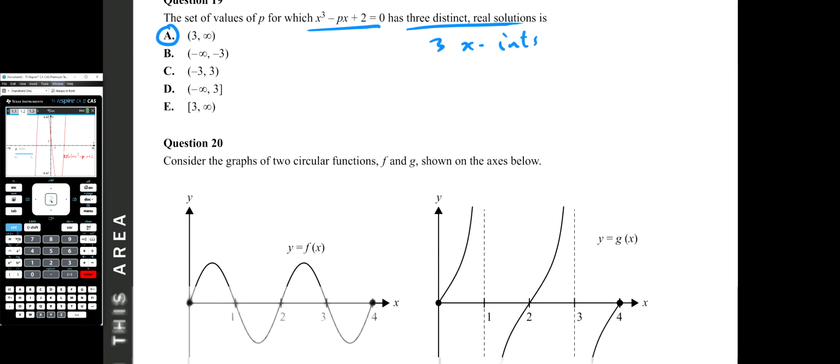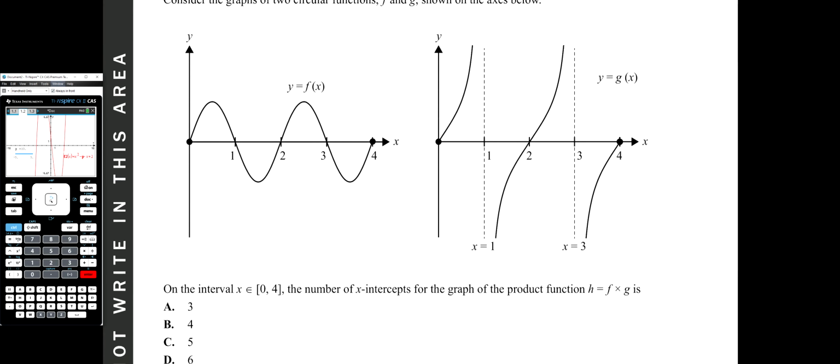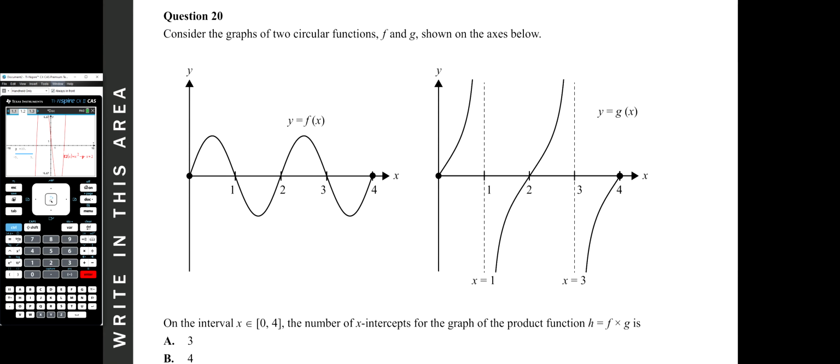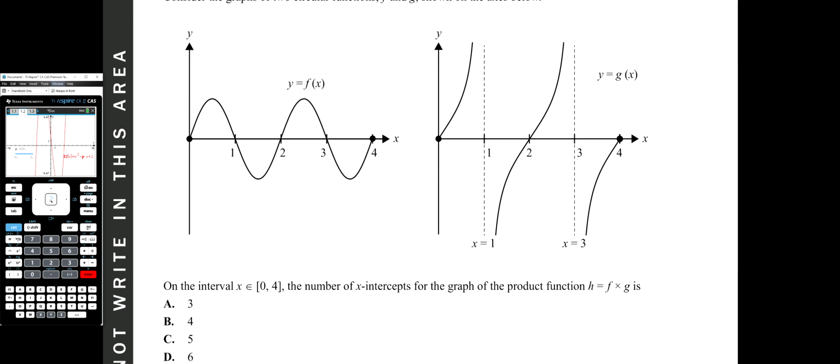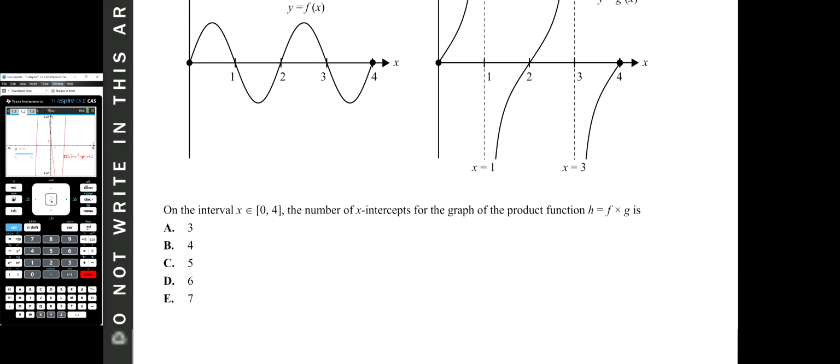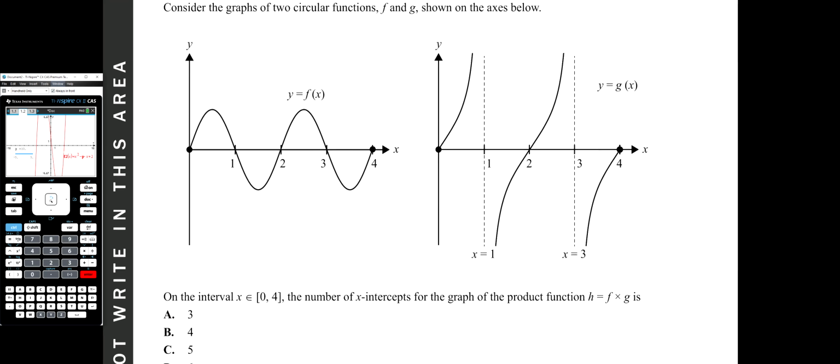There we are. Right, now we're on the final multiple choice question. Woohoo! So, consider the graph of 2 circular functions f and g shown on the axes below. What do they want? Well, we've got what appears to be a sine graph and what appears to be a tan graph. On the interval x element of 0 to 4, right? So both of these functions have a domain from 0 to 4, so that's good.